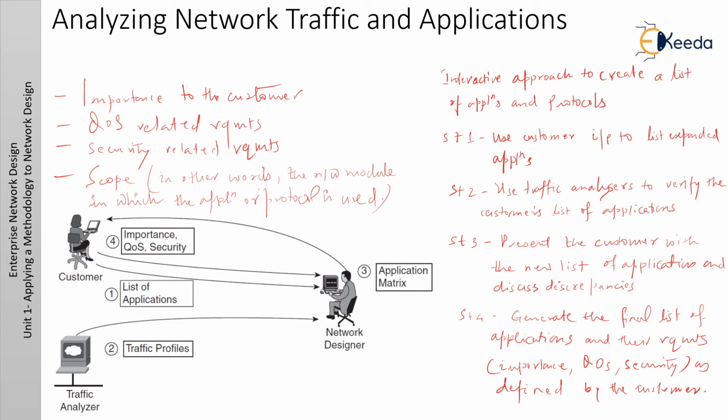First step is use customer input to list expected applications. Second step is use traffic analyzers to verify the customer's list of applications. Step 3, present the customer with the new list of applications and discuss discrepancies. And step 4 is generate the final list of applications and their requirements with respect to importance, quality of service, and security as defined by the customer.